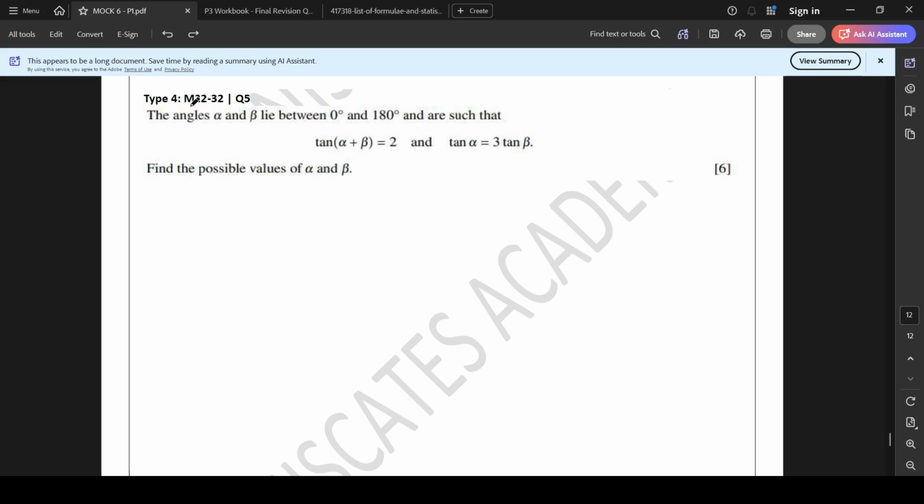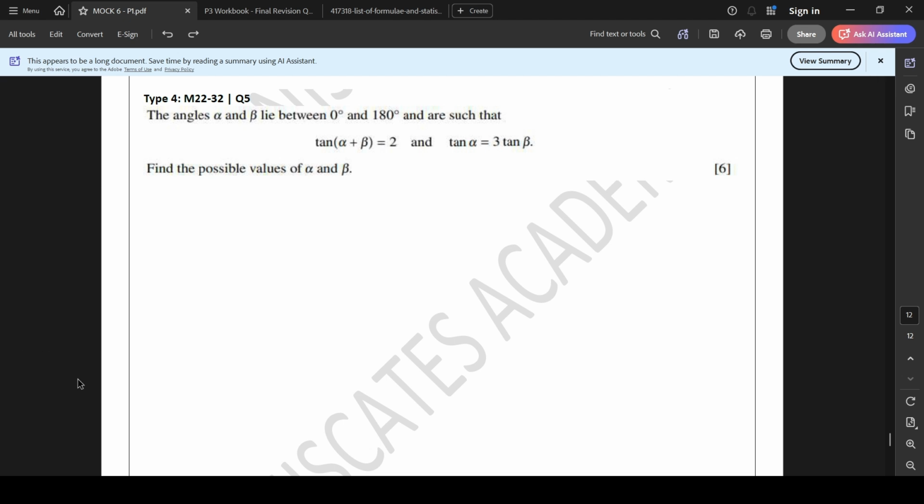So this question is coming from Feb March 22, paper 3 variant 2, and this is the fifth question of that paper. We are given two angles alpha and beta such that they lie between 0 and 180 degrees, and we are given two equations: tan(alpha + beta) is equal to 2 and tan alpha is 3 times tan beta. We have to find the possible values of alpha and beta. Whenever they say possible values, it means there might be more than one value for each of alpha and beta.